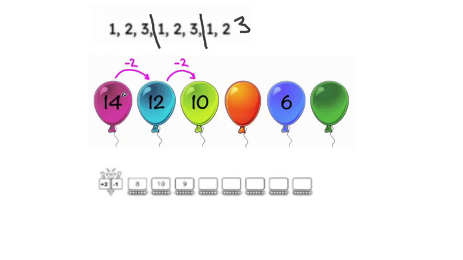Here we just have a simple pattern. Minus 2. 14 minus 2 is 12. 12 minus 2 is 10. 10 minus 2 is 8. 8 minus 2 is 6. And 6 minus 2 is 4. See how that worked out all the way across.